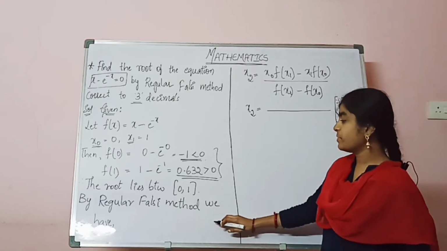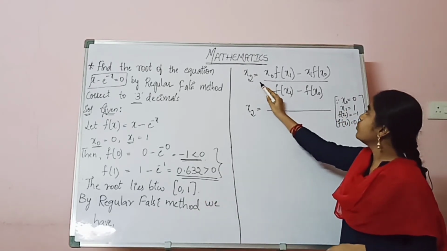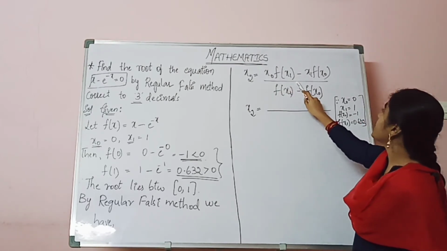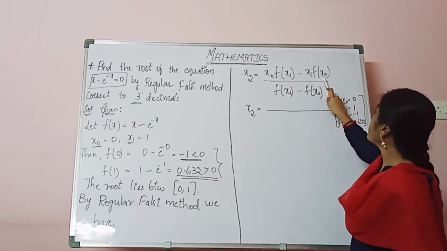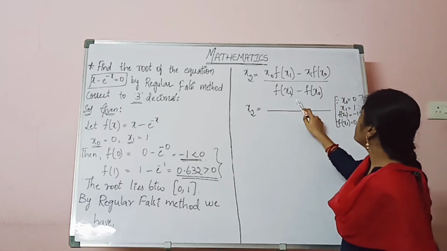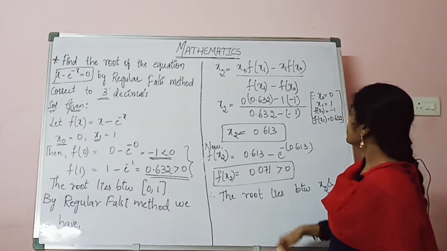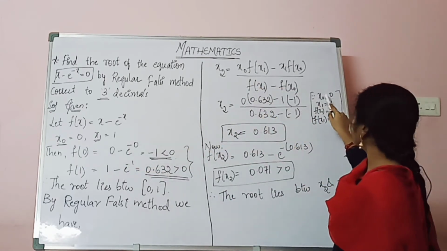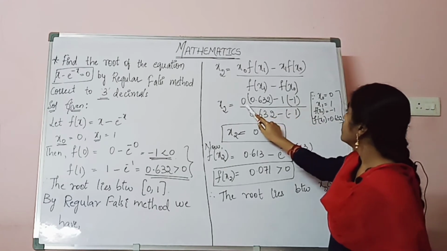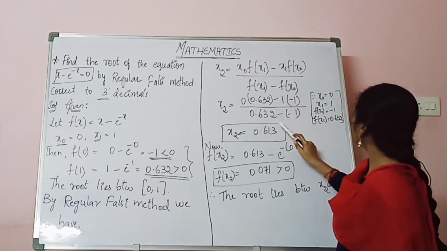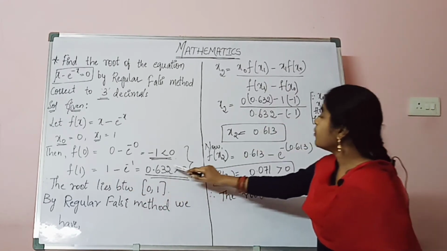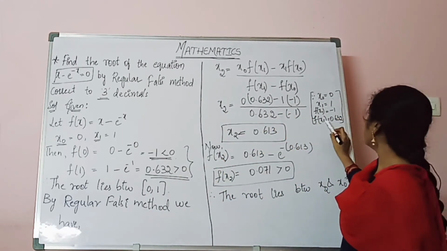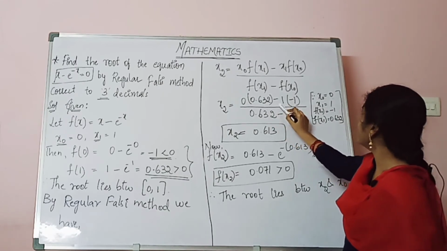So by the regula falsi method, what is the formula we have? x2 equals x naught into f of x1 minus x1 into f of x naught, divided by f of x1 minus f of x naught. Now here x naught equals 0. What is x naught here? 0. Next, into f of x1. What is f of x1 here? 0.632.